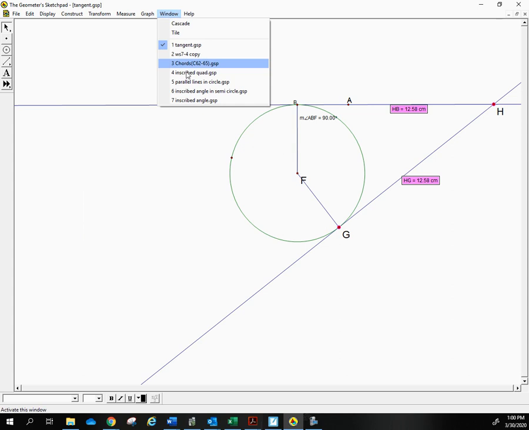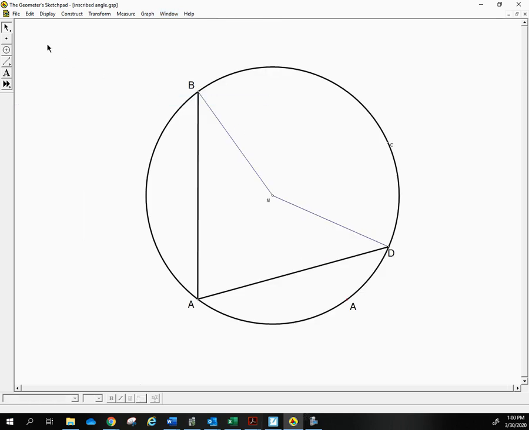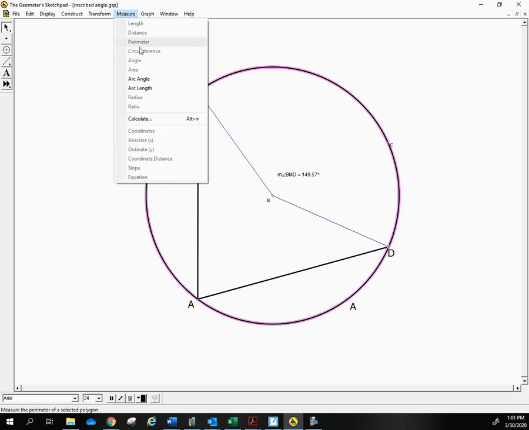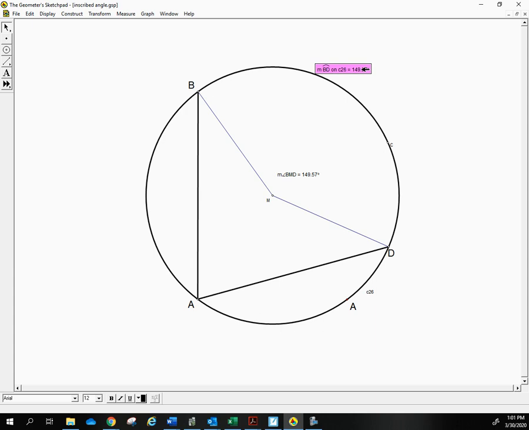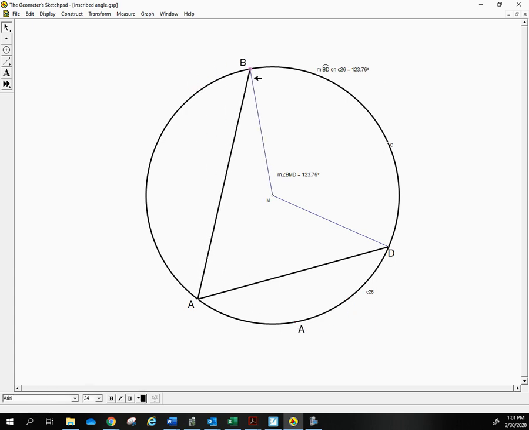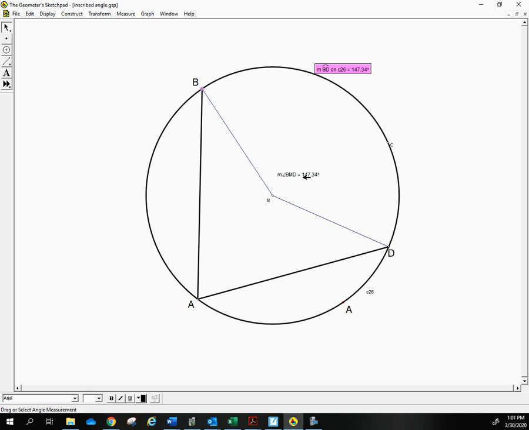I do have a central angle right here, and you can see that if I measure this central angle, that measurement is going to be 149 degrees. If I measure its arc, this arc's measurement is also 149 degrees. Obviously, if I change the central angle's measurement, its arc is going to stay that same measurement.